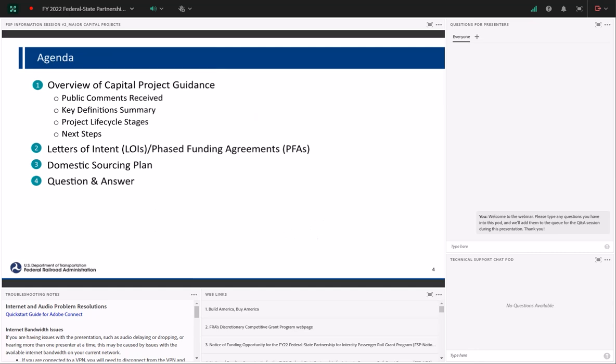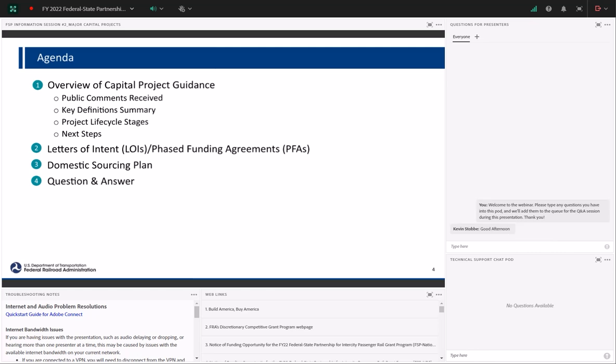As I said, we're going to talk about three main topic areas today. The first is going to be an overview of the recently published capital project guidance that FRA published a draft version of back in June, July of last year and finalized earlier this month. We're going to go through some of the public comments that we received back in June and July, talk briefly about some key definitions, look at the project lifecycle stages, which is a key component of the overall capital project guidance, and talk about some next steps that we have with that guidance.